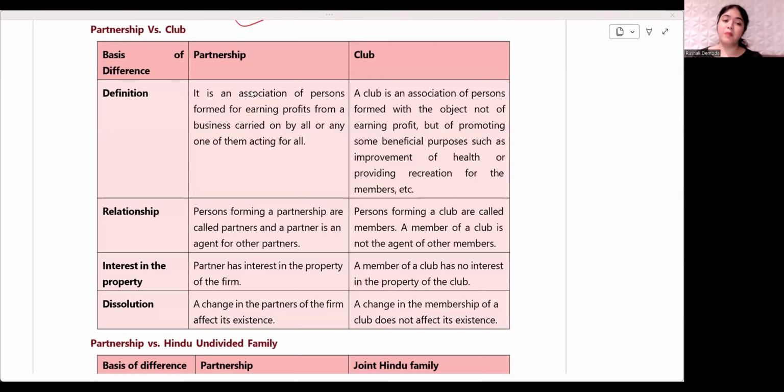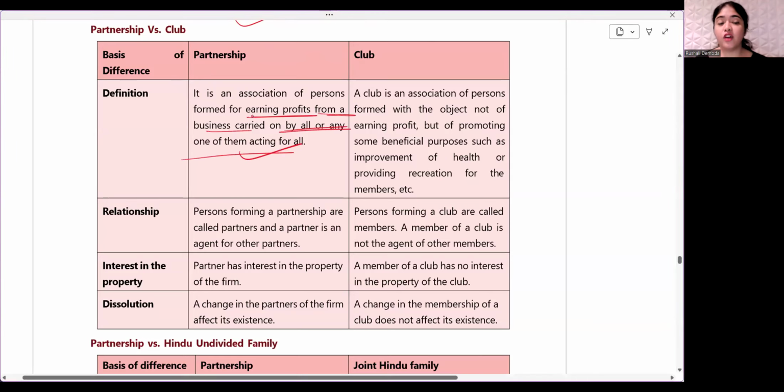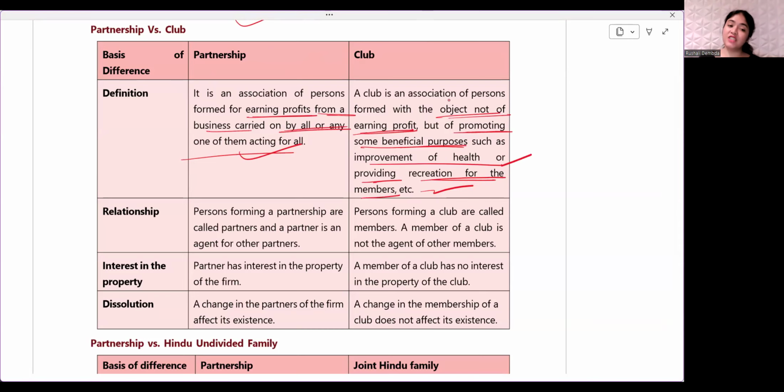Partnership versus club. In partnership, we have understood that it is an association of persons for earning profit from a business carried on by all or any of them acting for all. So here our major motive is to earn the profit. Whereas in the case of a club, the objective is not to earn the profit, but of promoting some beneficial purposes such as improvement of health or providing recreation for the members. So clubs are formed for improving your health, for doing some social work. But in partnership, the business is carried on to get the profits, and one person may act for all or all of them can act for the firm.